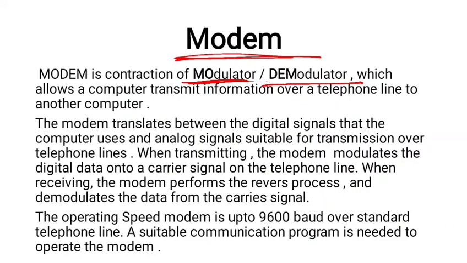Now this modem is receiving signal with the help of telephone lines. The telephone line is directly connected with our modem, and the modem receives all the signal with the help of telephone lines. The modem translates between a digital signal that the computer uses and an analog signal suitable for transmission over the telephone lines. When transmitting, the modem modulates the digital data into a carrier signal on the telephone line. When receiving, the modem performs the reverse process and demodulates the data from the carrier signal.